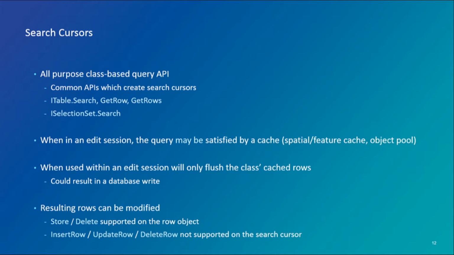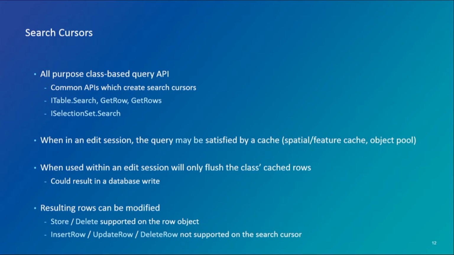Let's talk a little bit more about each of the cursors. So the search cursor is a class-based, or is a table-based cursor, and it is like the workhorse of the cursors, right? It's the most common one, and it supports both retrieving rows and modifying those rows. You can get search cursors from the ITable interface or from selection sets by calling search. But also internally, we use the search cursor to implement many of the methods. For instance, the table.getRow internally opens a search cursor every time with a filter based on the object ID that you passed in.